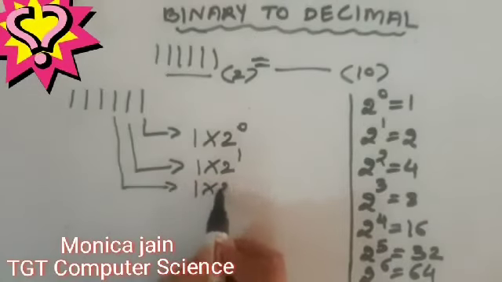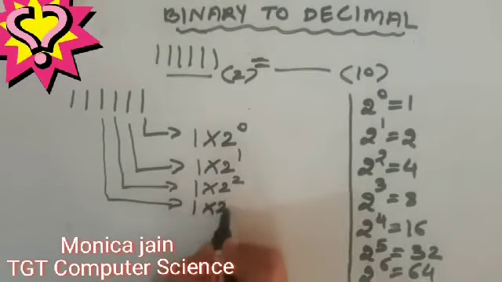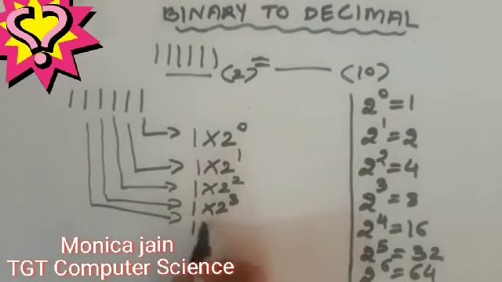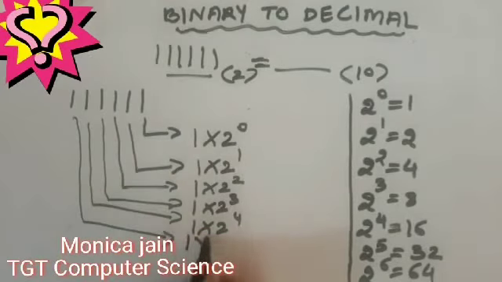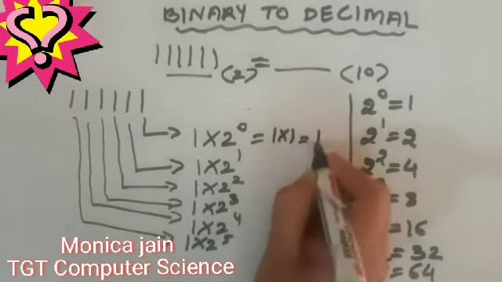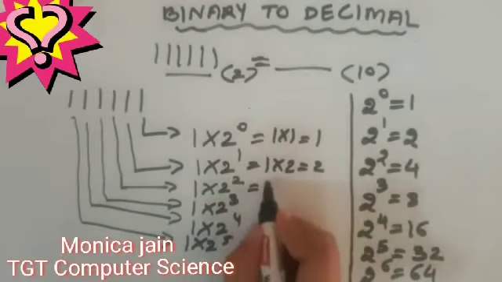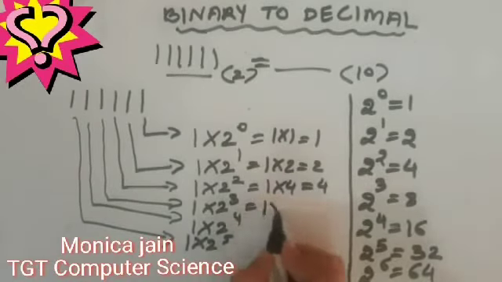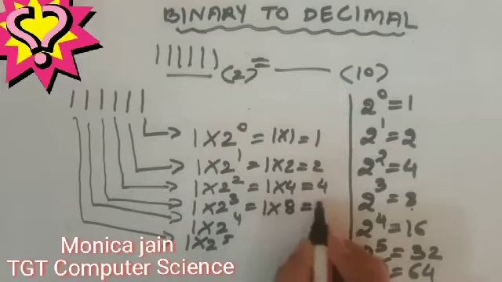So as all are 1, so we will multiply 1 into 2 raised to 0, 1 into 2 raised to 1, 1 into 2 raised to 2, 1 into 2 raised to 3, 1 into 2 raised to 4 and 1 into 2 raised to 5. So totally 6 digits. So from 0 to 5 weights will increase. Now 1 into 2 raised to 0 is equal to 1, 1 into 2 raised to 1 is equal to 2, 1 into 4 is 4, 1 into 2 cube, that is 1 into 8 is equal to 8. We know that 2 cube is equal to 8, so it is 8.